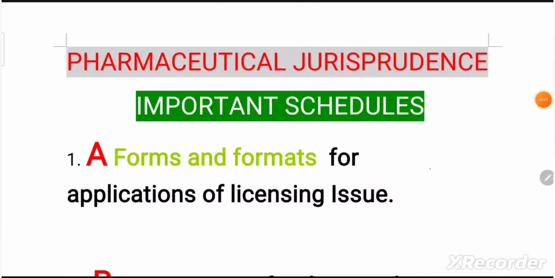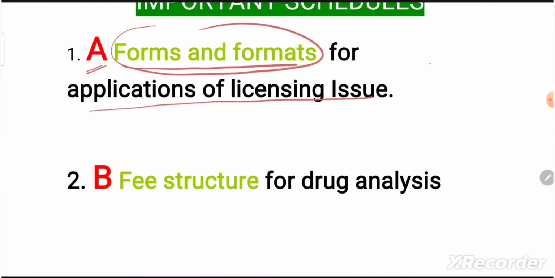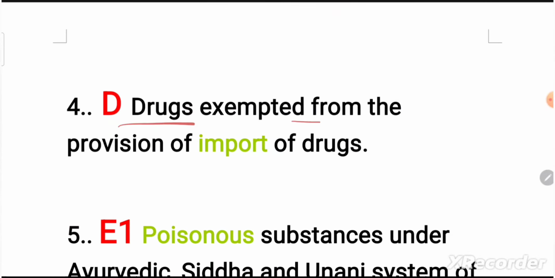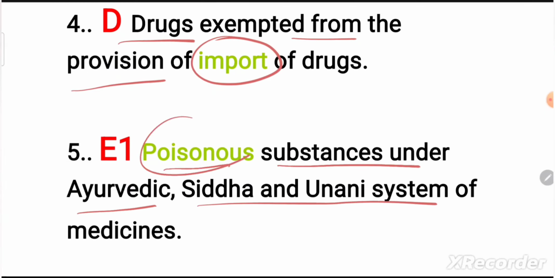Coming to the topic, first is Schedule A. Schedule A is for forms and formats for application of licensing issue. Next, Schedule B is for fee structure for drug analysis. Next is C and C1, the most important and most repeated schedule, for biological and special products. Next is D, for drugs exempted from the provisions of import of drugs. Next, E1, poisonous substances under the Ayurvedic, Siddha and Unani systems of medicine.